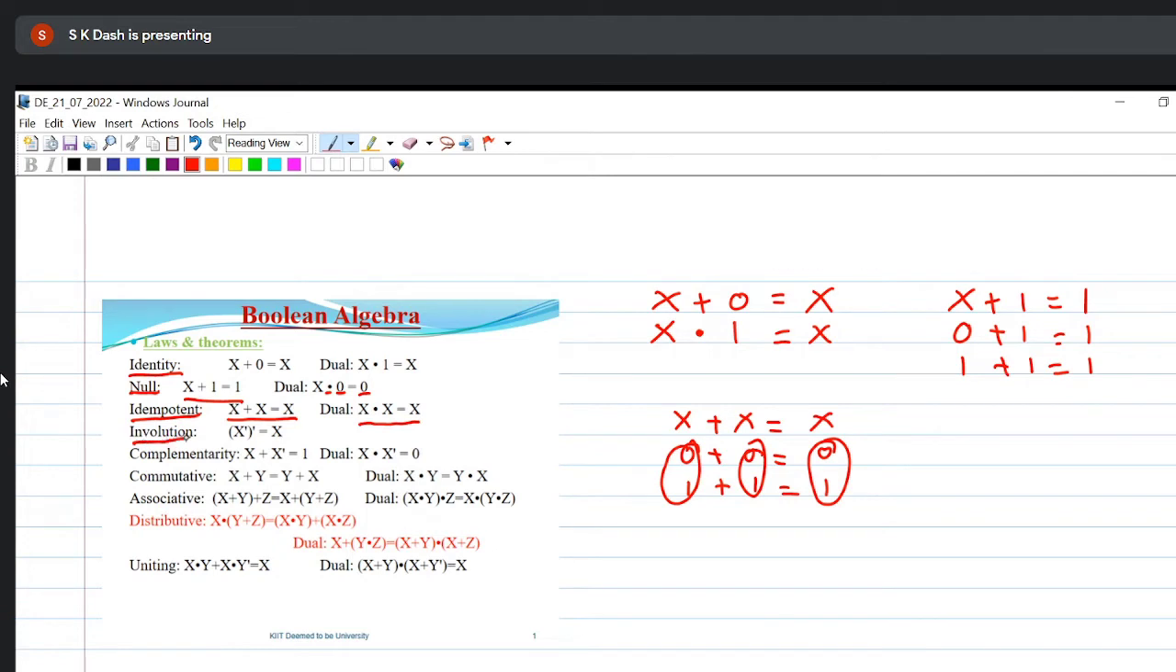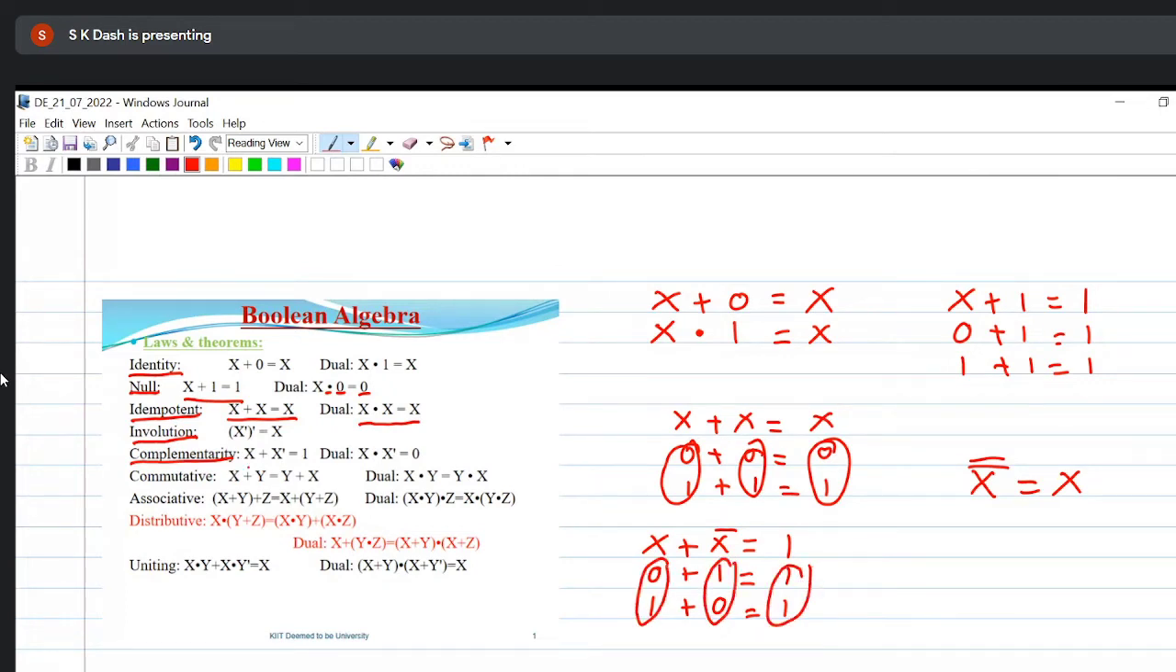Next law is called involution. That means x double complement is equal to x. Next law is called complementary. So as per complementary, x plus x bar is equal to 1. If x is 0, x bar will be 1. If x is 1, x bar will be 0. 0 plus 1 will be 1, and 1 plus 0 will be 1. So whatever the value of x, your result will always be 1.